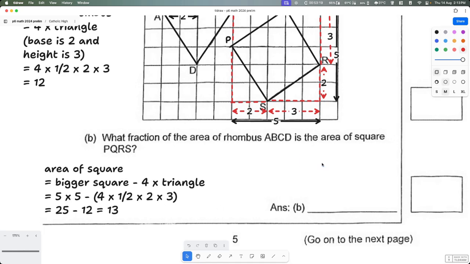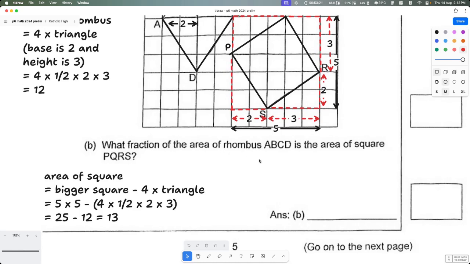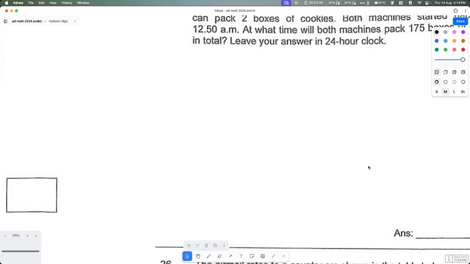So the fraction of area of rhombus, okay, so fraction is equal to area of rhombus, in this case 12 out of 13, basically, over area of square. So that's the answer to this question, 12 out of 13. Okay, let's move on to the next question.